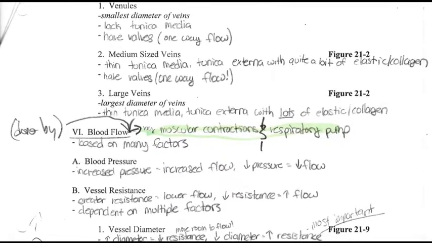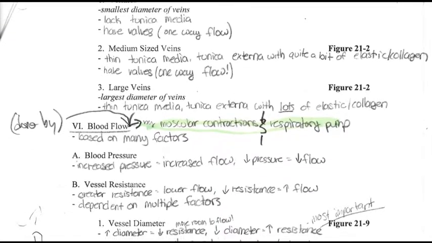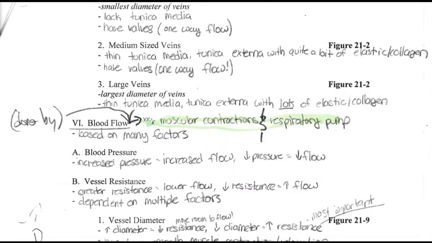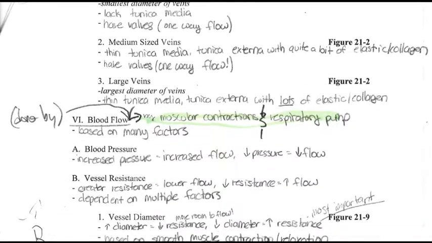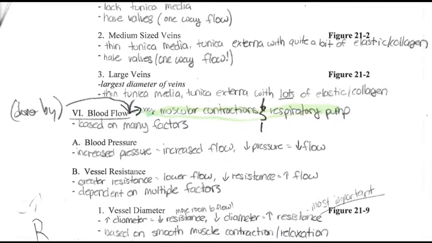Large veins. Large veins are the largest diameter of vein. They contain a thin tunica media as well as a tunica externa with lots of elastic and collagen fibers.